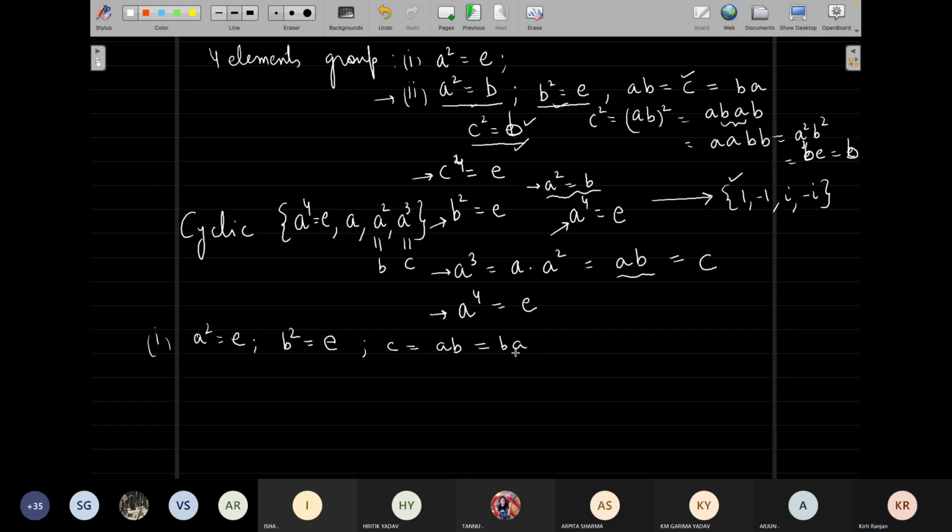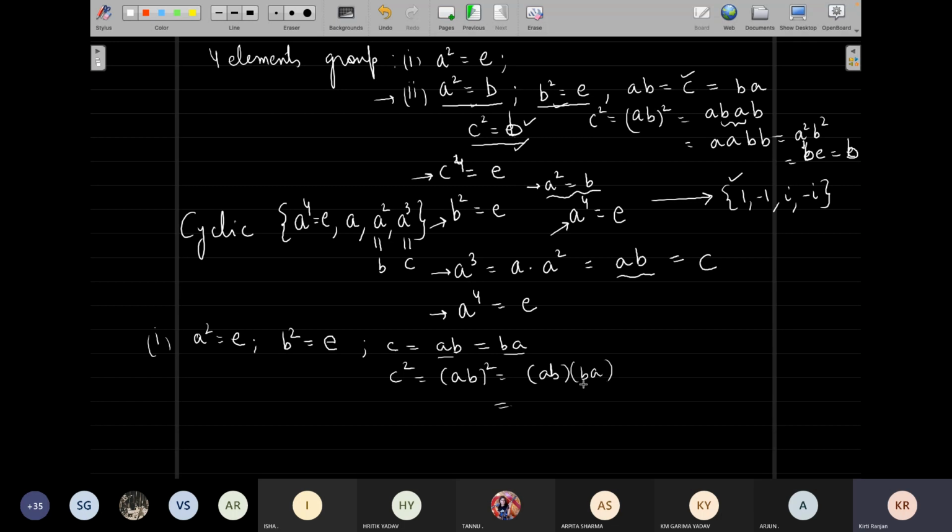Yes, no? Right. AB gives C and BA also gives C. Is it true or not? Yes, it's true. That means C square in this case will turn out to be something. This is what we wrote last time.